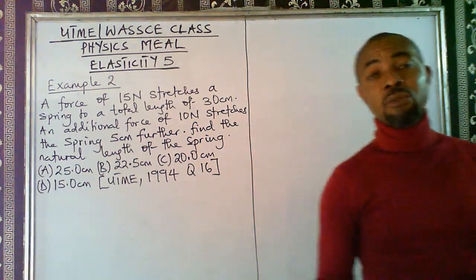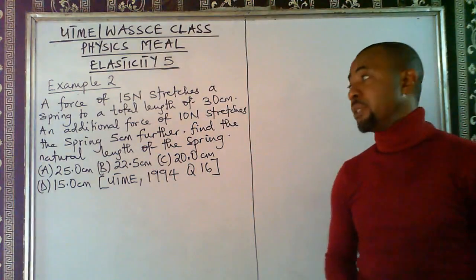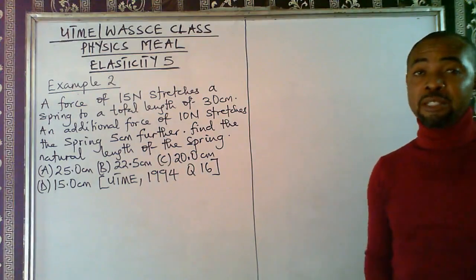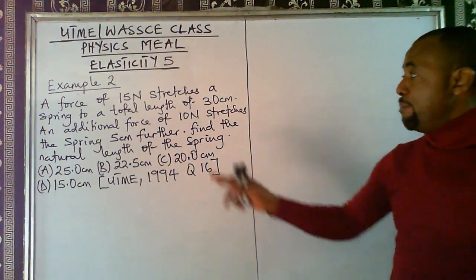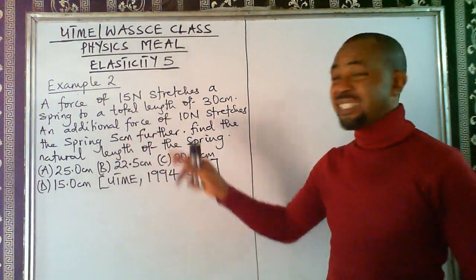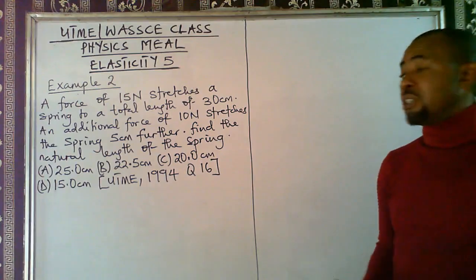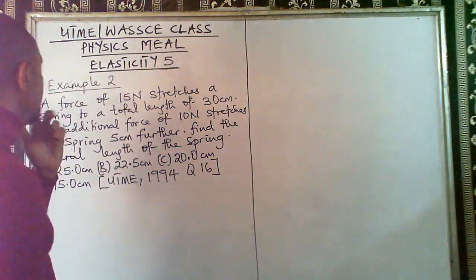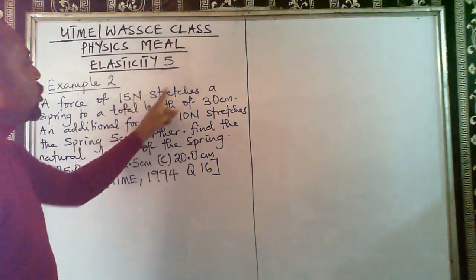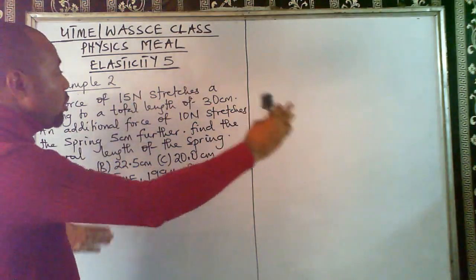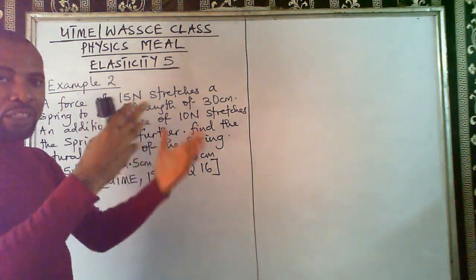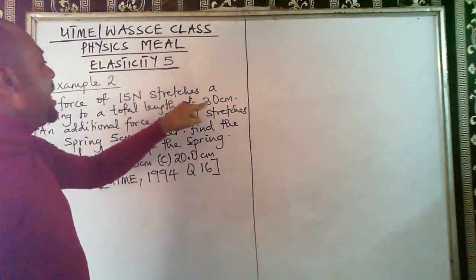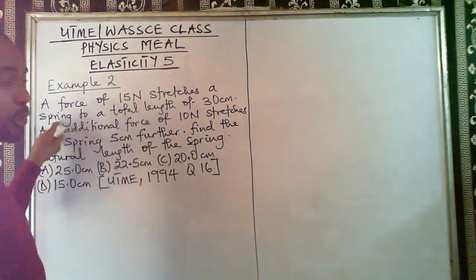Now, understanding this question is very important, because of the way they configured the statement. If you are not careful, you will mix up these values. You may assign them symbols that are not actually their symbols. So we must be careful to understand the question. Let's begin. They say a force of 15 newton stretches a spring to a total length. In other words, a force of 15 newton produced a length of 30 cm on a spring.